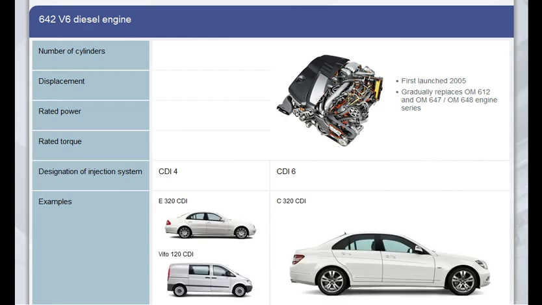The new V6 diesel engine generation, OM642, was introduced in 2005 and has gradually replaced the previous OM612, OM647 and 648 engines in passenger cars and vans. The table shows the main specifications of the engine when installed with a 7-gear automatic transmission.